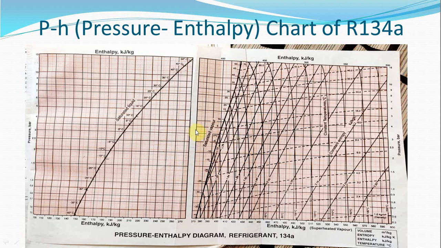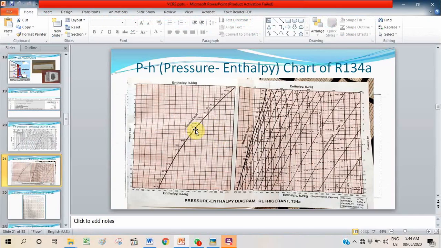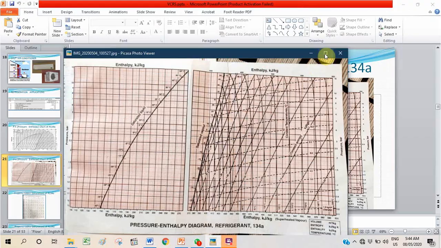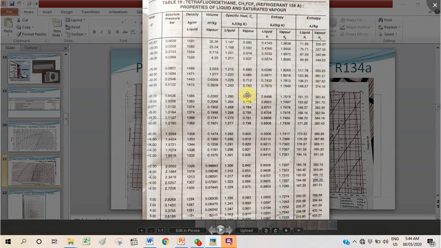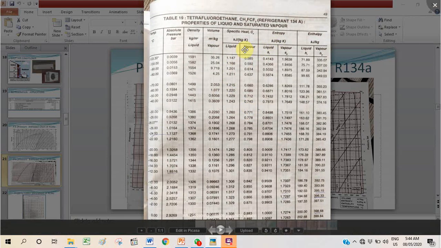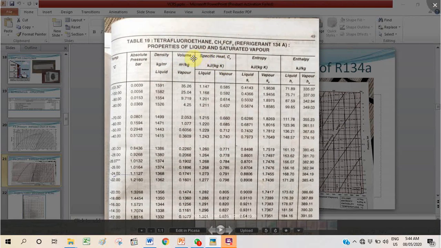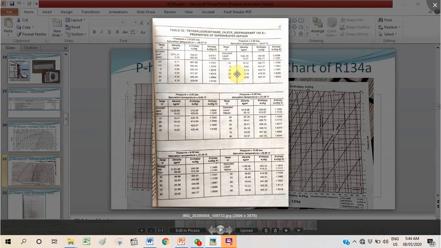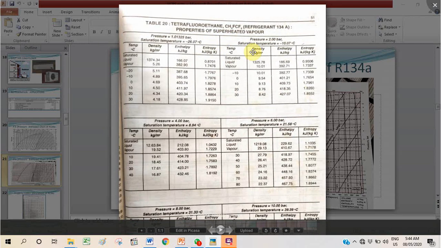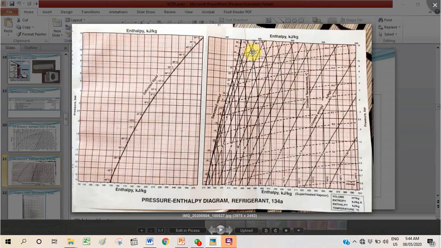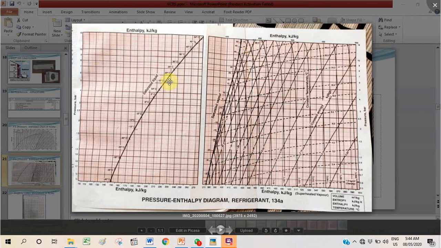For any refrigerant, a pH chart is available, as well as property tables. Let me show you this image. This is the pH chart image. In the same way, for the same refrigerant, property tables are given. This is a table of saturation conditions, which is applicable to saturated vapor and liquid conditions, and one more table is provided, that is the properties of superheated vapor table. Okay, the table part we will see a little later. Let's focus on the pH chart first.